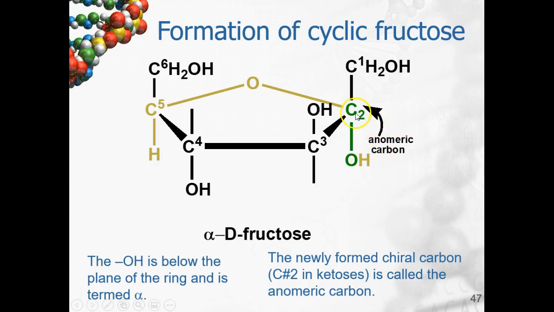Now for the ketoses, you can see in green, that was your old ketone group, so the C2 was not chiral. Now it is. So we have a newly formed chiral carbon that we will call the anomeric carbon. So this is alpha D fructose. The OH is below the plane of the ring. The CH2OH is above the plane of the ring because I have no place else to put it. But the OH below the plane of the ring, we'll use the same convention, and we'll call that alpha.